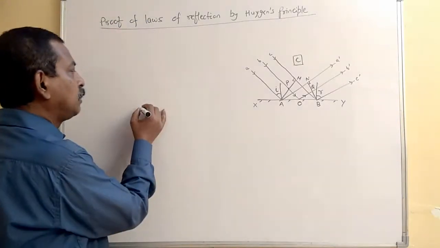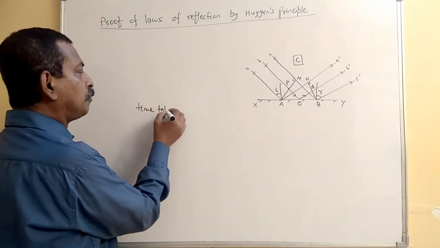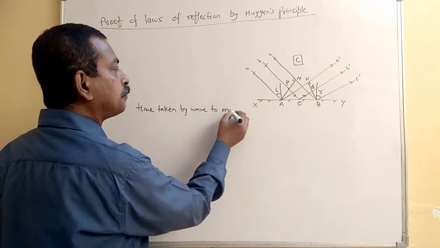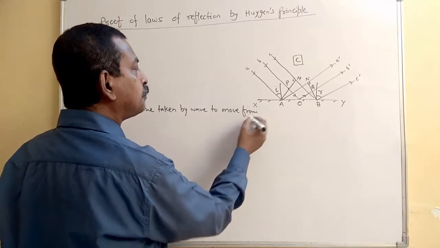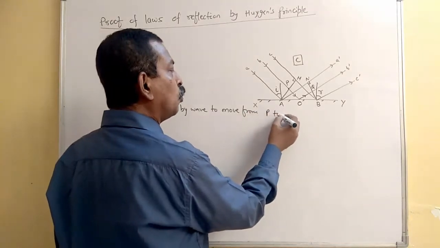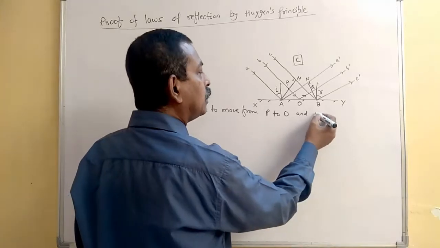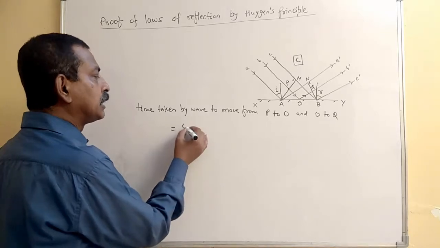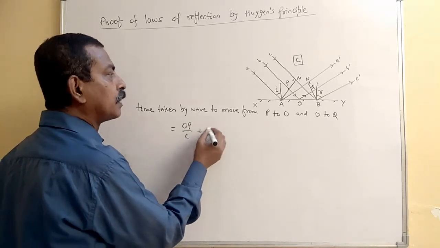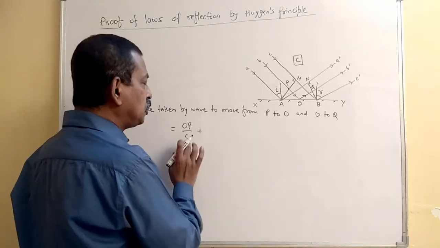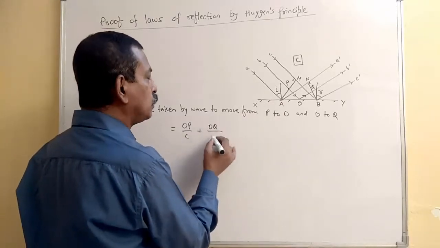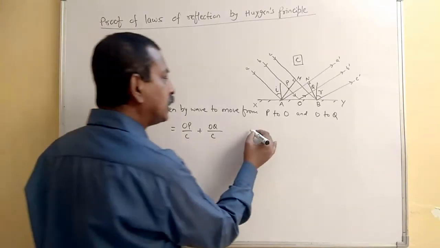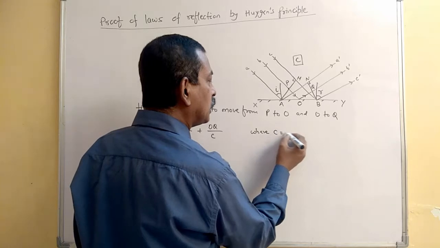So the time taken by the wave to move from P to O and O to Q, this time taken, if you consider, it is OP by c. OP is the distance traveled, c is the speed of light, and plus OQ by c. This is the time taken, where c is the speed of light.